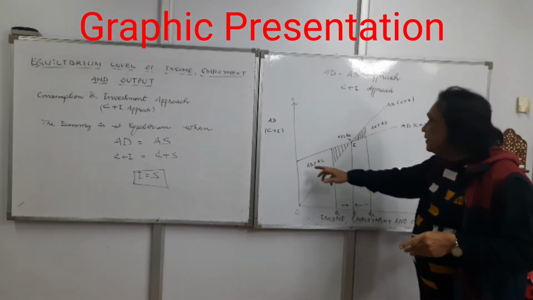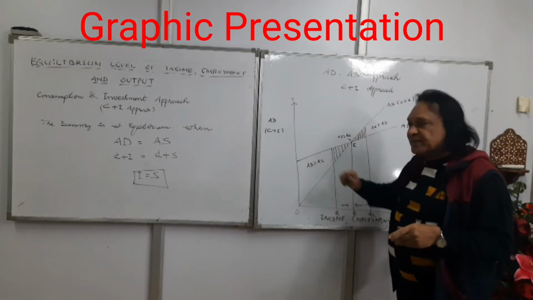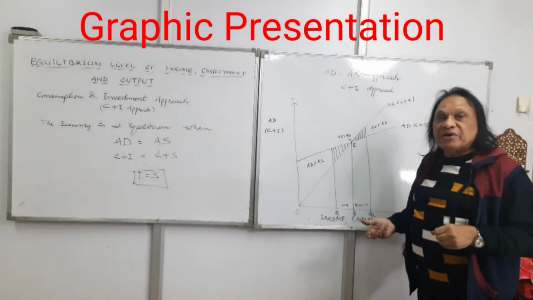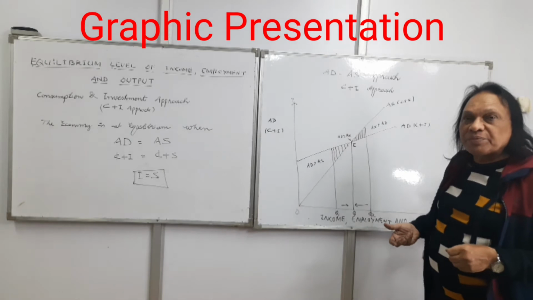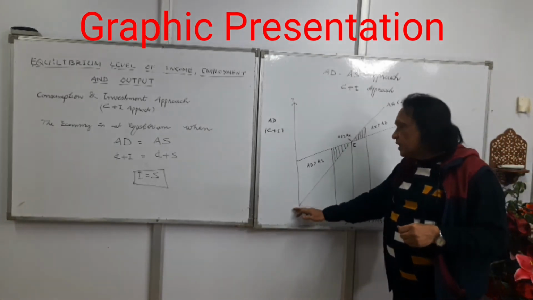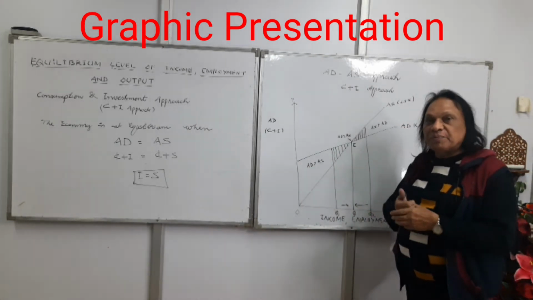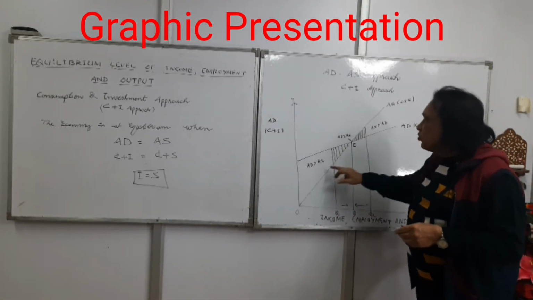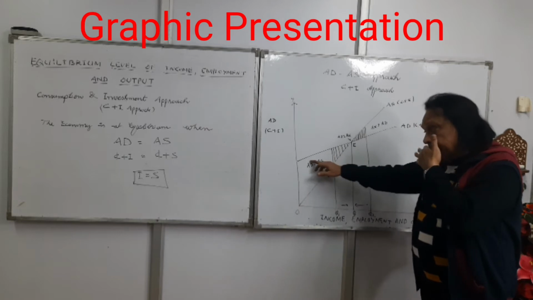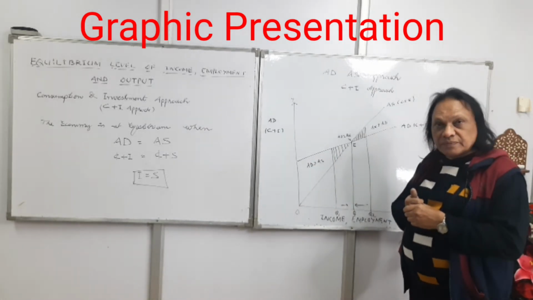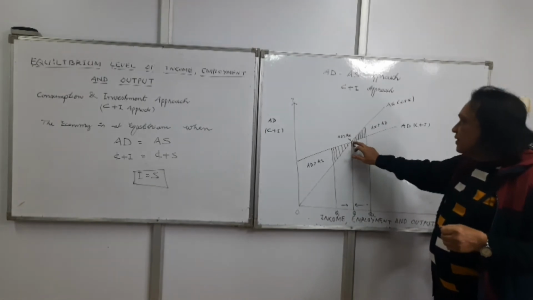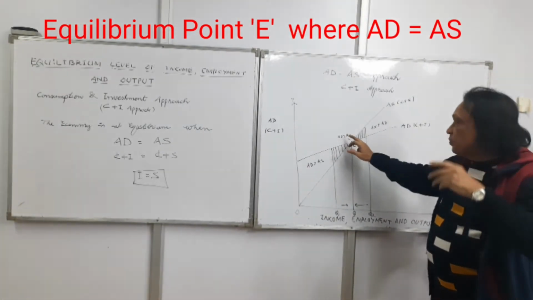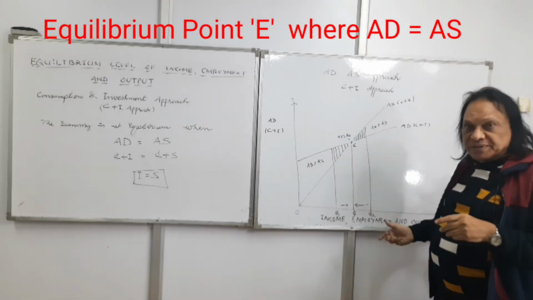This is AD, which always starts above the zero axis. It never starts from zero because of autonomous consumption. We already learned demand can never be zero in the economy, whether there is national income or not. It always starts from a point above the zero axis. As income increases, aggregate demand also increases. A stage comes in the economy at this point E, which we call the equilibrium point. At this point AD is equal to AS. This is the equilibrium point where AD is equal to AS.